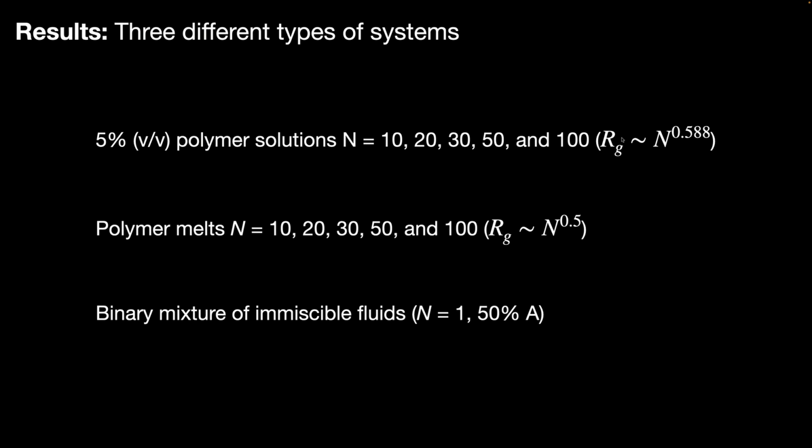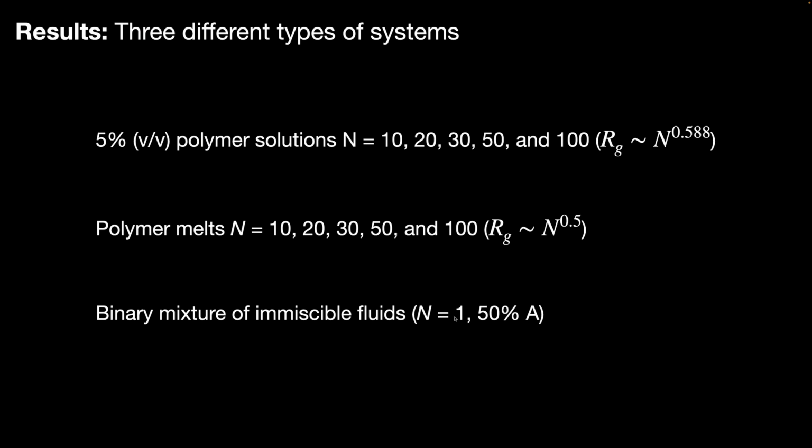In the solution, we've got excluded volume effects that cause the chain to be a little bit bigger than we would expect for a freely jointed chain. That's captured by Flory's theory, for example. But in the melt, where we have no excluded volume for our system, we would expect to recover the freely jointed chain result. And then finally, I looked at a binary mixture of immiscible fluids.